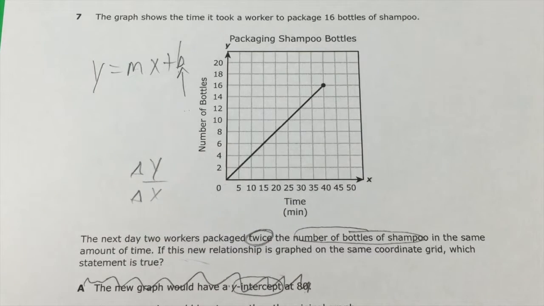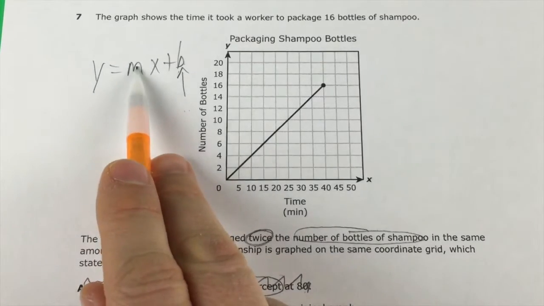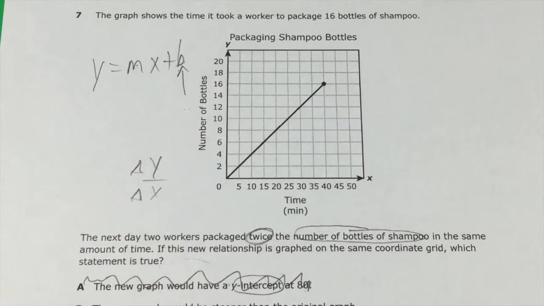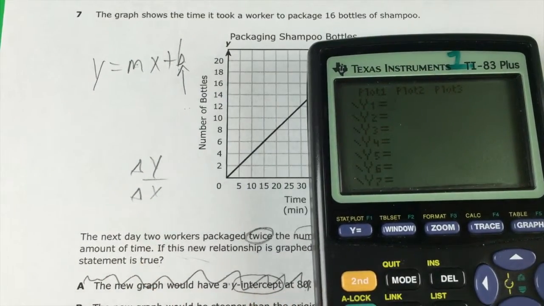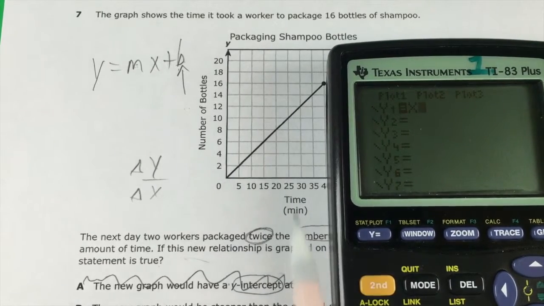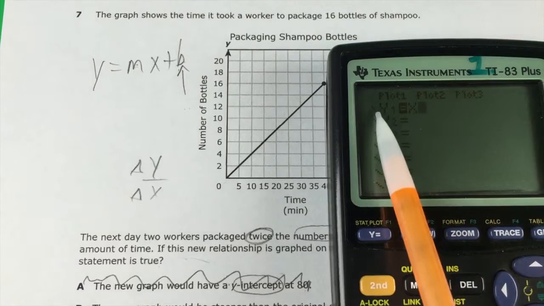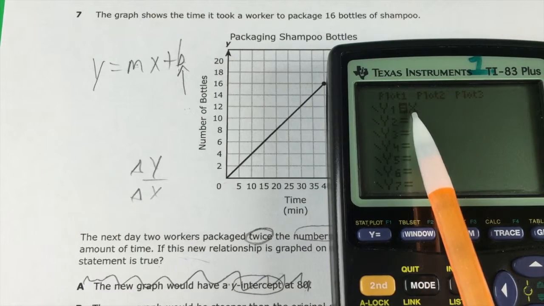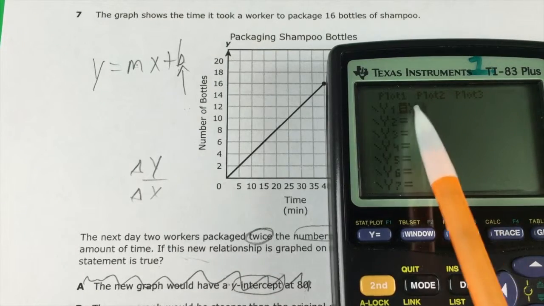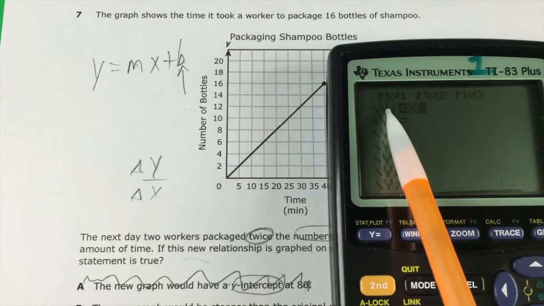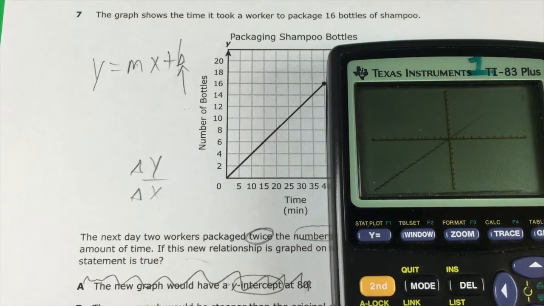Choice B, the new graph would be steeper than the original graph. When the slope gets bigger, does it get steeper? Let's take a look. Let's start with our general parent function, y equals x. Let's just say the number of bottles of shampoo equals the number of minutes. Let's say they're doing 1 a minute. So if they're doing 1 a minute, every minute they work, they package 1 bottle, the graph looks like that.